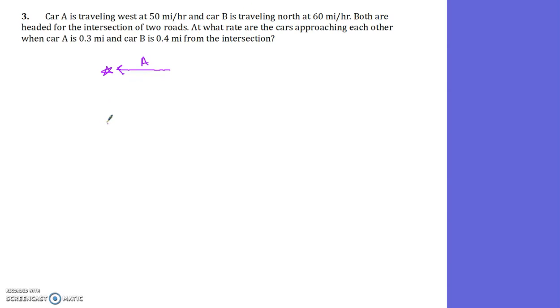Car B is traveling north. So car B is approaching the intersection from this direction. And this right here will represent the distance between them. Nothing gets a number in it, because this side length is changing, this side length is changing, and this distance will also be changing. As they get closer together, this distance will be getting shorter and shorter. So no numbers in the picture.